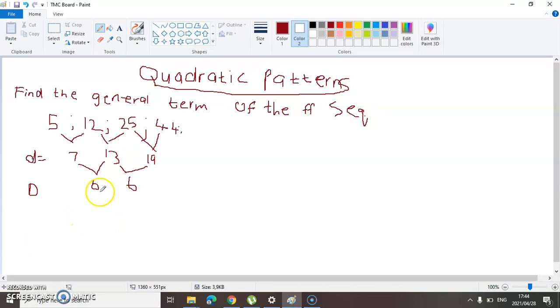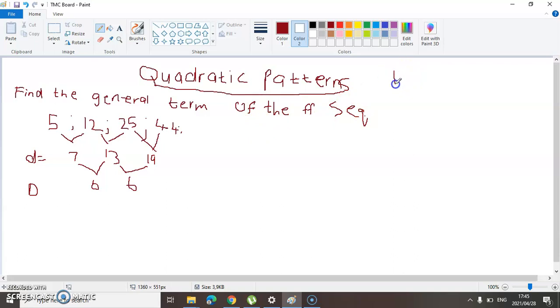Because the second difference is constant, this is going to be a quadratic pattern. So what is a quadratic pattern? It is a pattern that has a constant second difference. If you've got a pattern with a constant second difference, then you definitely know that it is a quadratic pattern. Now, the quadratic pattern has a general form. What is this general form? I'm going to write it here.